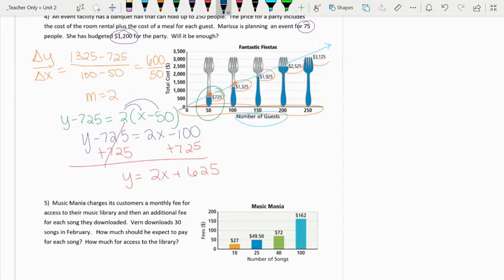At this point, I need to know how much it's going to cost for 75 guests. So again, x is representing guests. So we have y equals 2 times 75 plus 625. Well, 2 times 75 ends up giving you 150. If you add 625 to it, it is $775. If we base our answer off of that, she has budgeted 1,200 for the party, which clearly is enough.